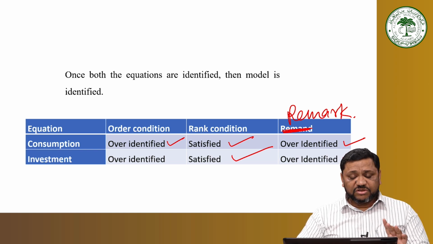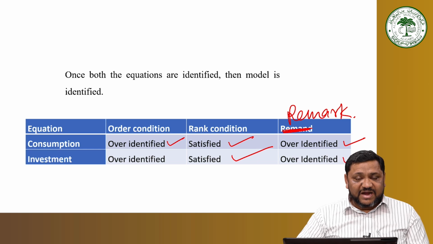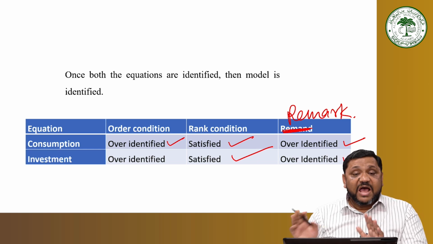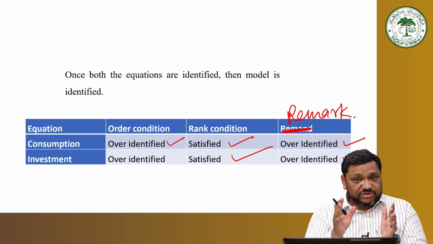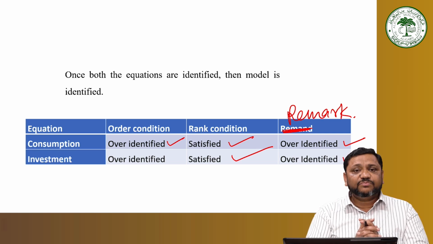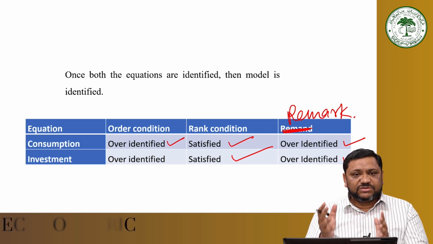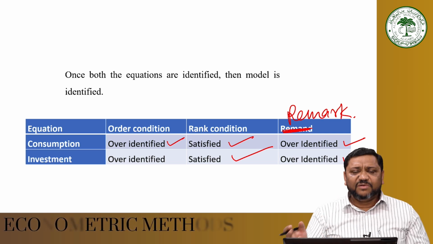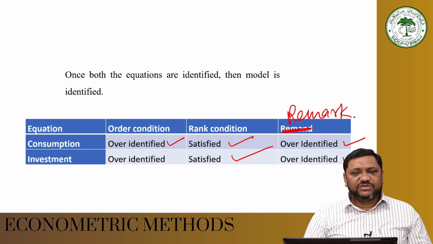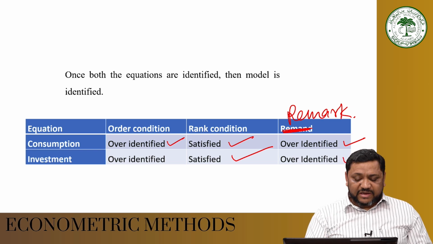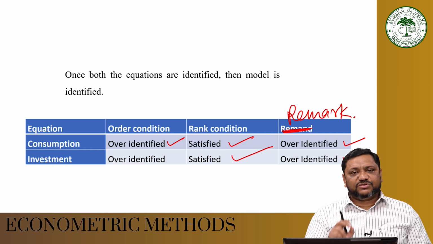So based on this information, we can say that our system of equations is over identified. Although we cannot use classical linear regression OLS, we can use other methods like the indirect least squares method over here, in order to estimate the parameters of the equations.